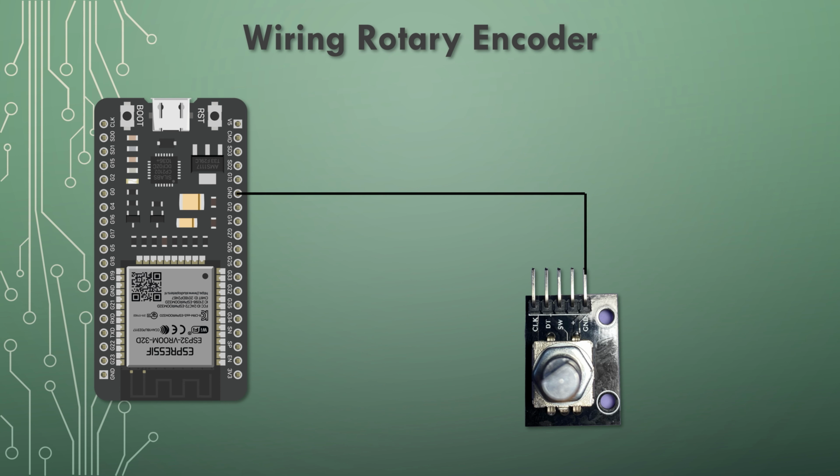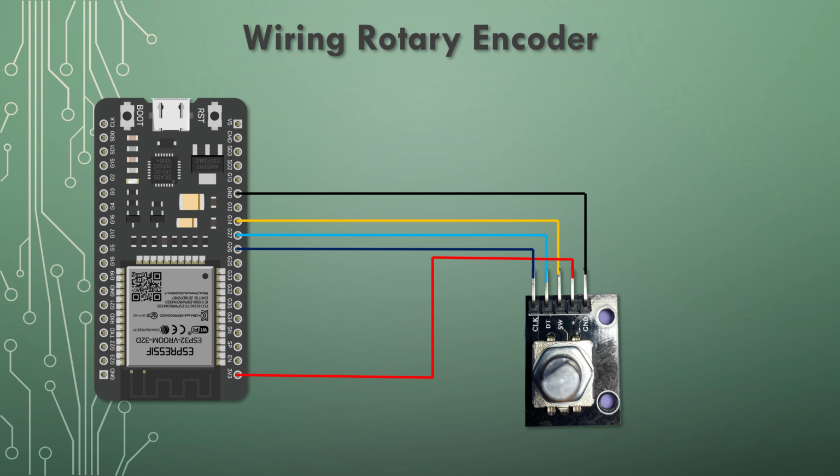So the ground pin is connected to the ground pin on the ESP32. The positive of the rotary encoder is connected to the 3.3V of the ESP32. The SW, or the switch, the push button, is connected to GPIO 14 on the ESP32. The DT data pin of the rotary encoder is connected to GPIO 27, and the CLK pin, the clock pin of the rotary encoder, is connected to GPIO 26 on the ESP32.